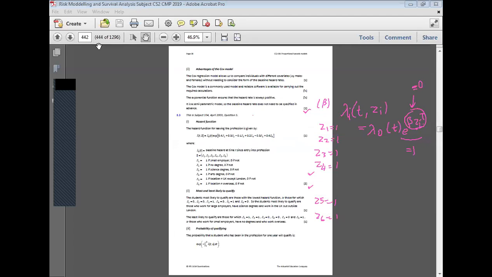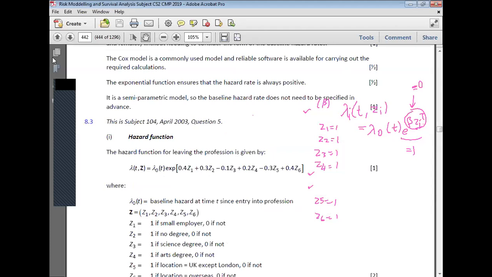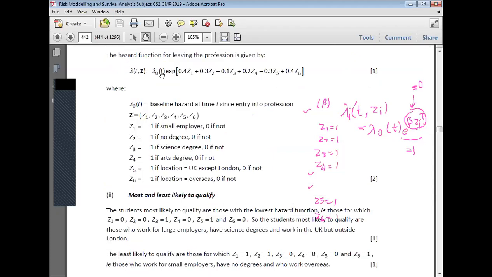Yeah. So if we have a look here, what they've done is define this hazard function in terms of a baseline hazard and then all the covariates. We have 6 covariates, and each of these is in here with the corresponding value of beta that we have.